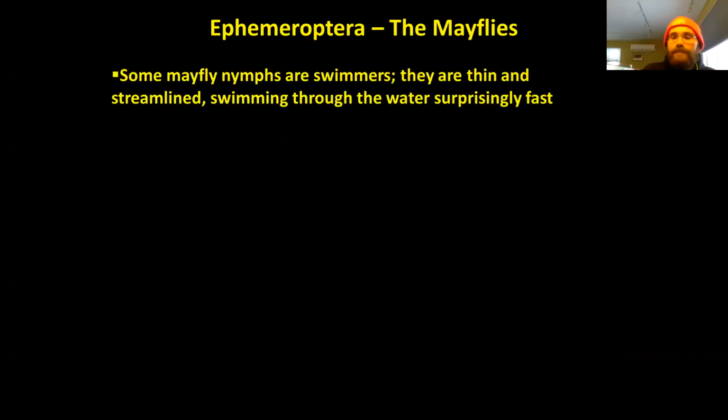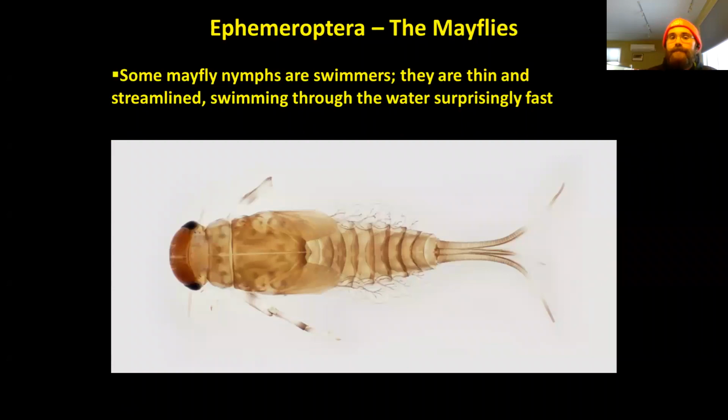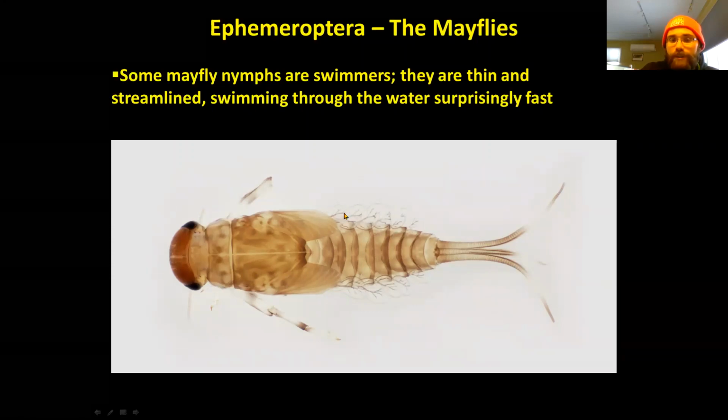Some mayfly nymphs are swimmers. They are thin and streamlined, and they can swim pretty fast through the water. These guys in particular are going to be shaped like a little torpedo. They tuck their legs underneath as they're swimming through the water, and they have circular gills that end up reducing drag as they're swimming through the water.